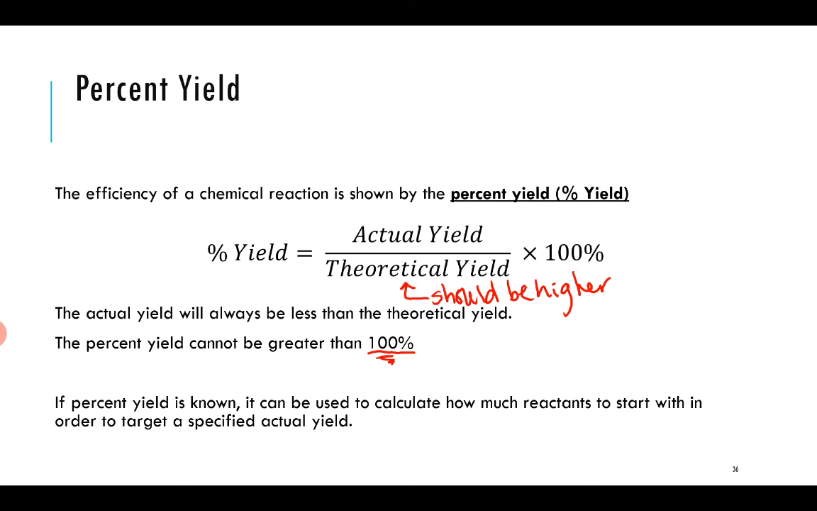So if you always know that your percent yield is around 80%, then you could backwards calculate how much you would need to start with in order to obtain the amount that you desire.